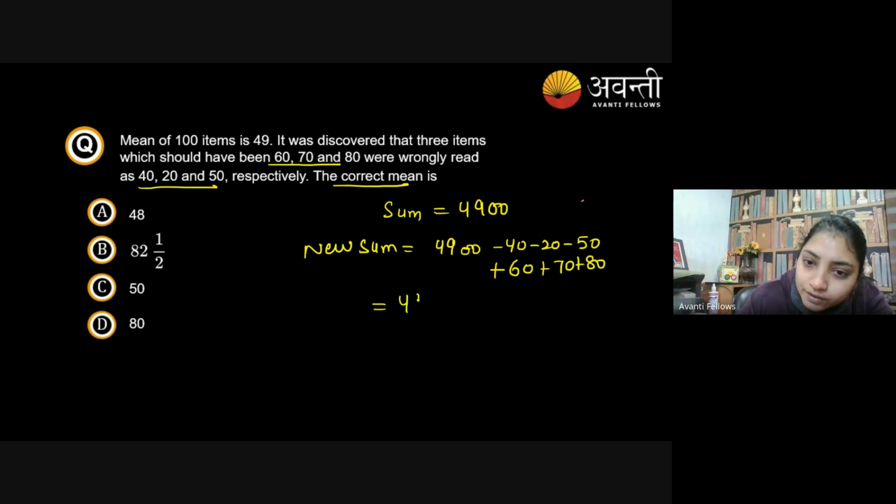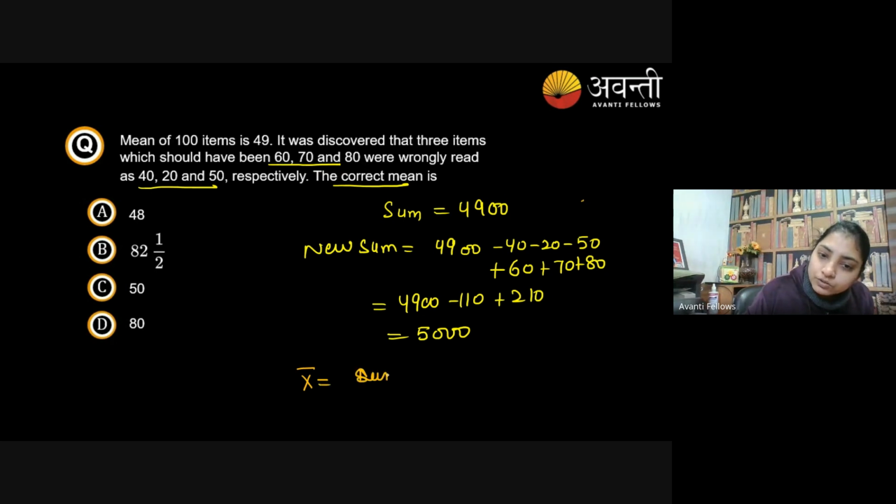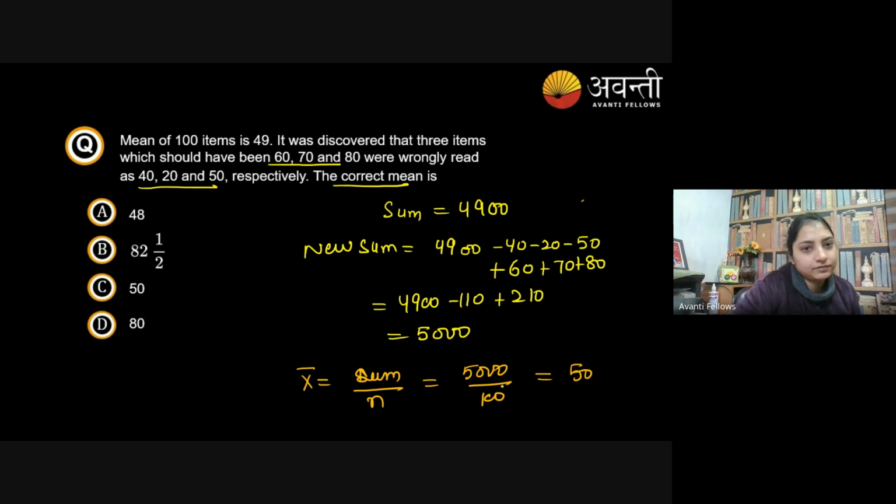Yes, ma'am. It means 4900 minus 110 plus 210. So it's actually 5000, dear friends. Clear? Yes, ma'am. So the mean is equal to the new sum divided by n. It means 5000 divided by 100. So answer should be 50. Yes, ma'am. Ronak, I guess you just wrongly interpreted the statement in the opposite manner, right? Okay. So clear everyone?